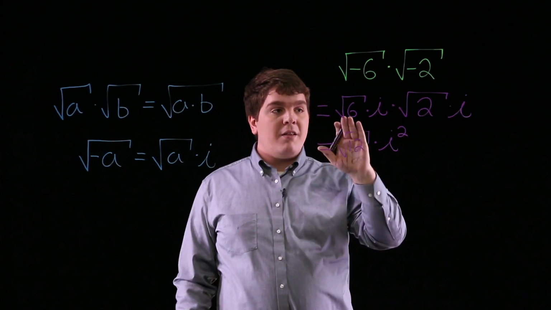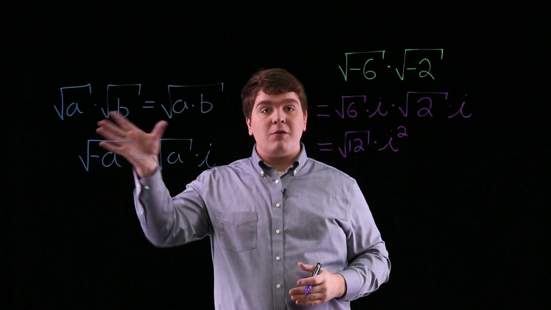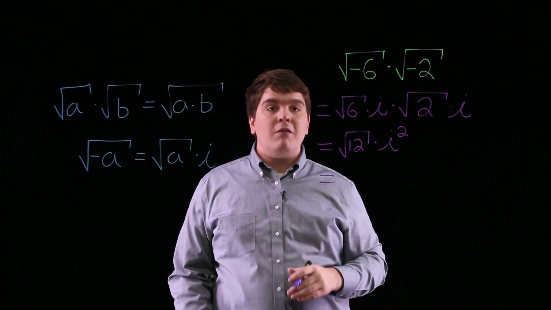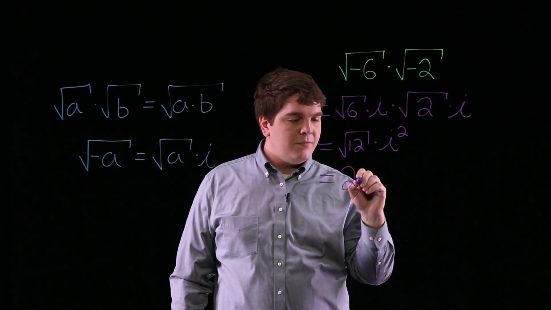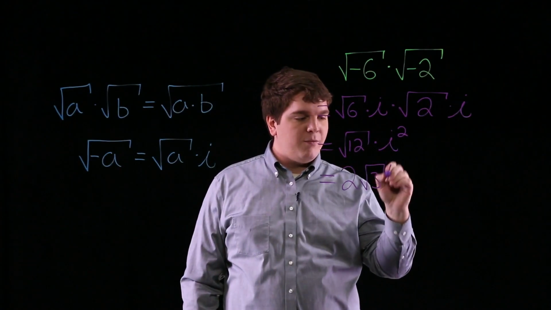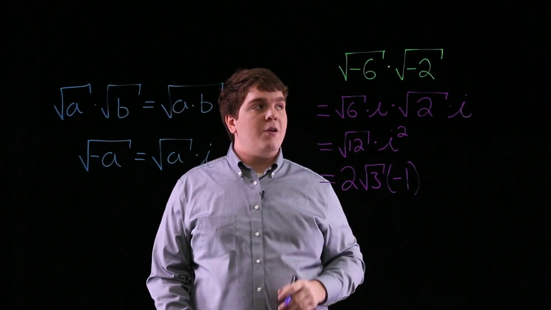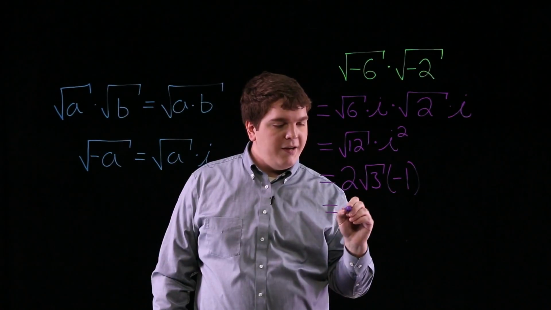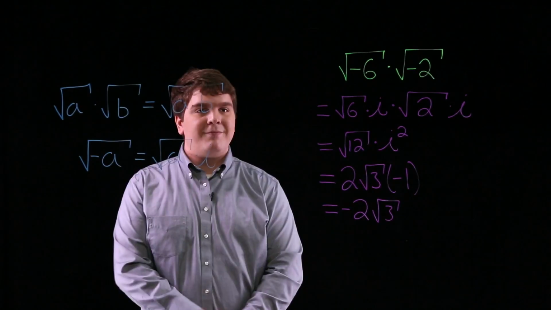Notice in this case that since both 6 and 2 are positive, we can use this rule that we discussed earlier. Now we'll want to note that the square root of 12 is equal to 2 times the square root of 3, and i squared is equal to -1. So the product of the square root of -6 times the square root of -2 is equal to -2 times the square root of 3. Thank you.